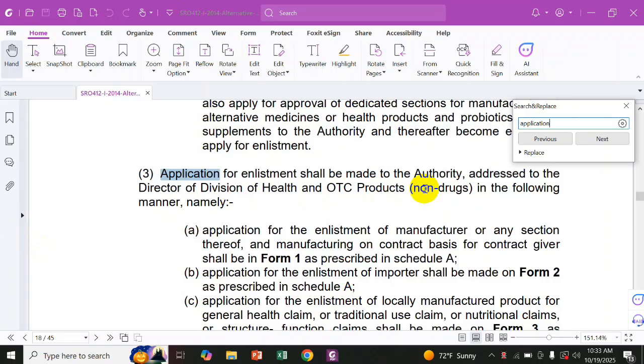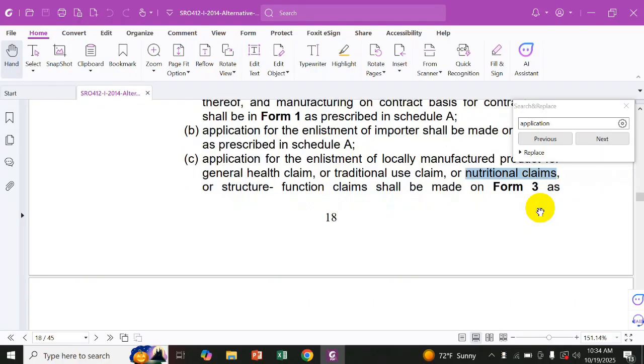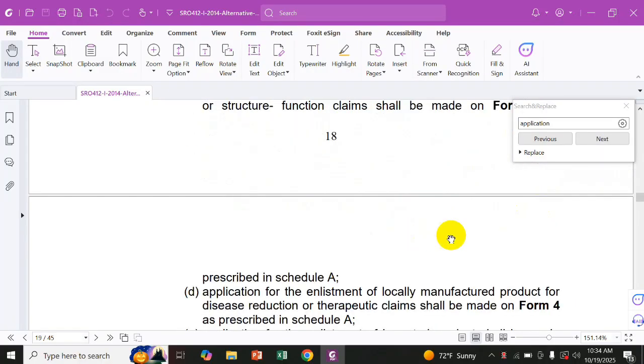Okay, so this is the main point, and we directly target our main point. There is a form, that is Form 3. On this form, we proceed with our application for registration of nutraceutical product. This is the form which deals with what type of product. These are mentioned here: enlistment of locally manufactured product for general health claim, traditional use claim, and nutritional claims. Our main target was this, that is, we are applying for new registration of nutraceutical product.